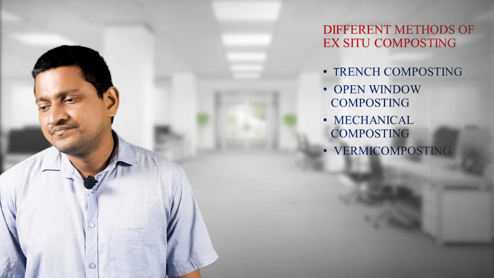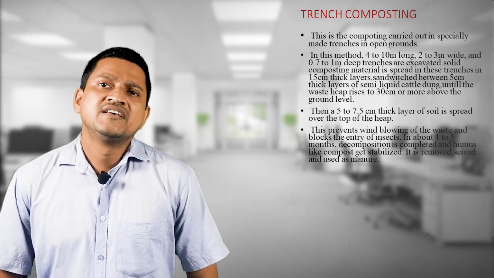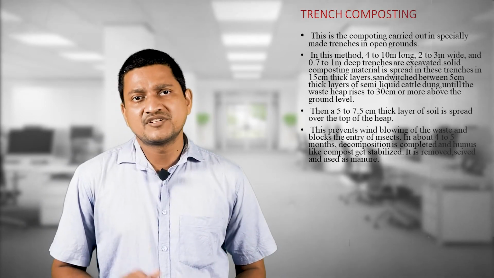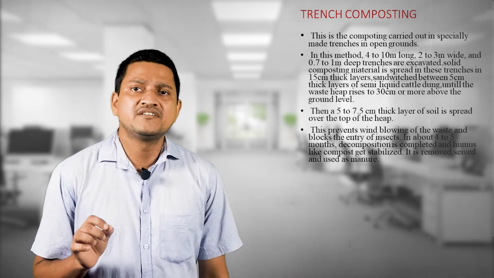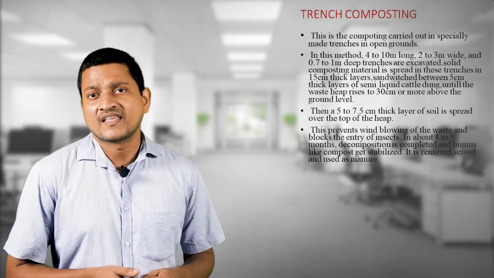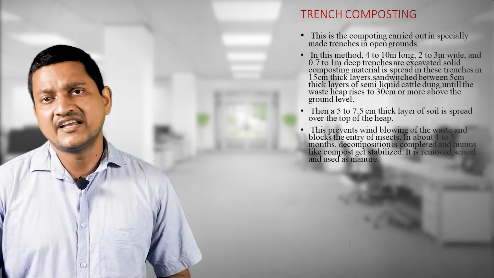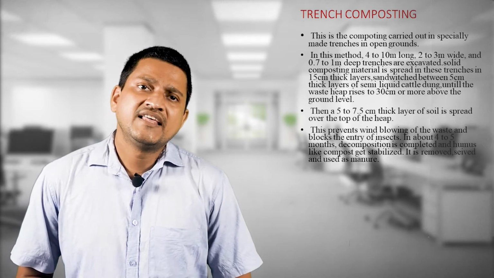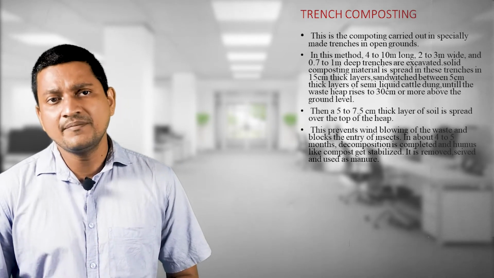The first one is trench composting. This is composting carried out in specially made trenches in open grounds. In this method, trenches 4 to 10 meters long, 2 to 3 meters wide and 0.7 to 1 meter deep are excavated. Solid composting material is spread in these trenches in a 15 centimeter thick layer, sandwiched between 5 centimeter thick layers of semi-liquid cattle dung, until the waste heap rises to 30 centimeters or more above the ground level. Then a 5 to 7.5 centimeter thick layer of soil is spread over the top of the heap.